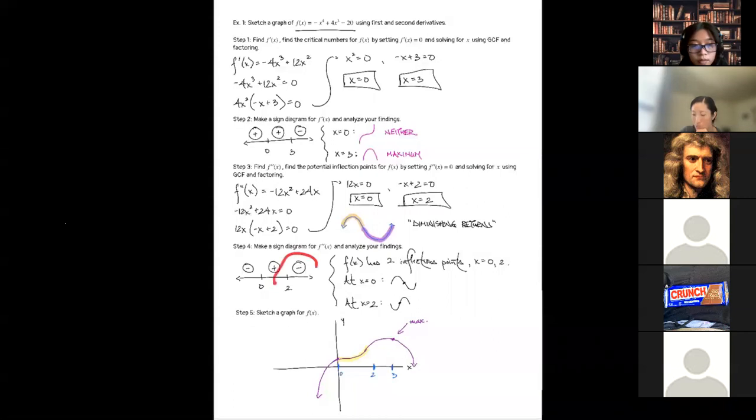Because there was no inflection point. So at 3, 3 is bigger than 2. It means that it's concave down that whole region after 2. Yeah, it's all concave down after 3, exactly. Or after 2, exactly.